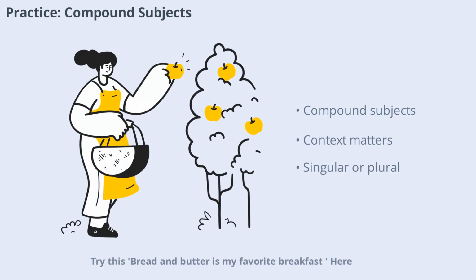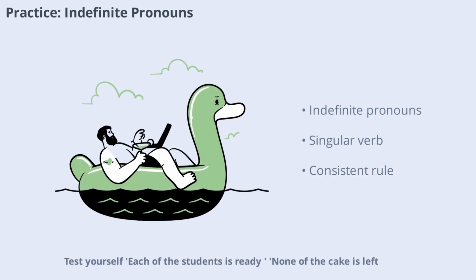Try this. "Bread and butter is my favorite breakfast." Here, bread and butter is considered a single dish, so the verb is singular, but in "bread and eggs are on the table," the subjects are separate, so the verb is plural. Test yourself. "Each of the students is ready," "none of the cake is left." In both cases, the verb is singular because each and none, when referring to a singular noun, are treated as singular. This rule is consistent for indefinite pronouns.